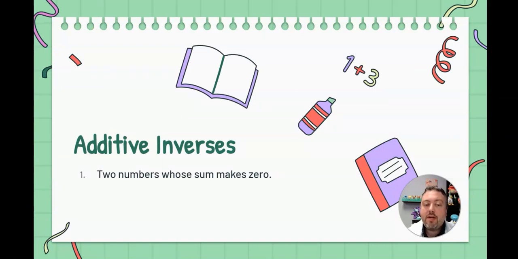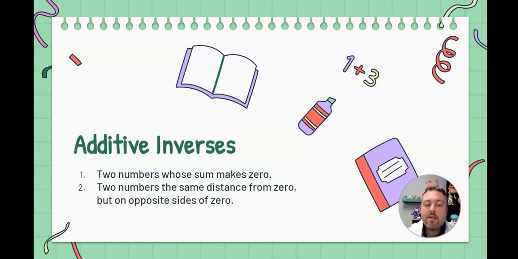So there are two ways to look at additive inverses. Up to this point, we've discussed additive inverses as two numbers whose sum makes 0. So a positive number plus a negative number, when those come together and make 0, those are additive inverses. But there's another way to look at additive inverses. You can consider them as two numbers that have the same distance from 0, but on opposite sides of 0. Let's take a look at that.